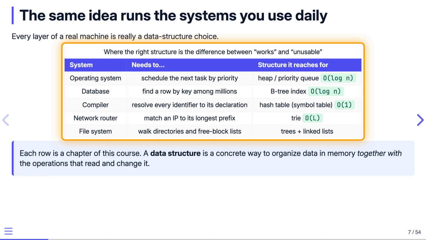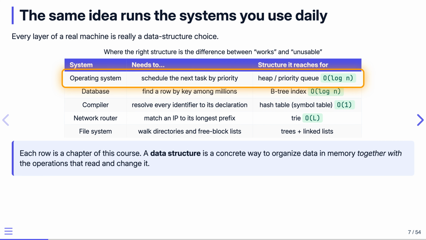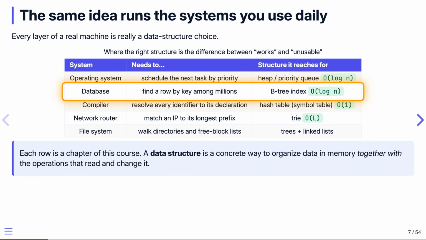This same idea runs the systems you use every day. Every layer of a real machine is really a data structure choice in disguise. An operating system must pick the next task by priority. For that it reaches for a heap, also called a priority queue, at big O of log n. A database must find one row by its key among millions. It uses what we call a B-tree index, again at big O of log n.